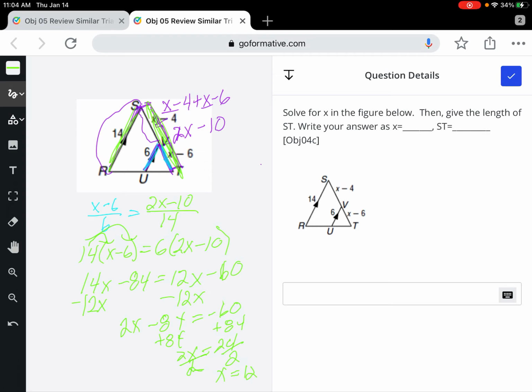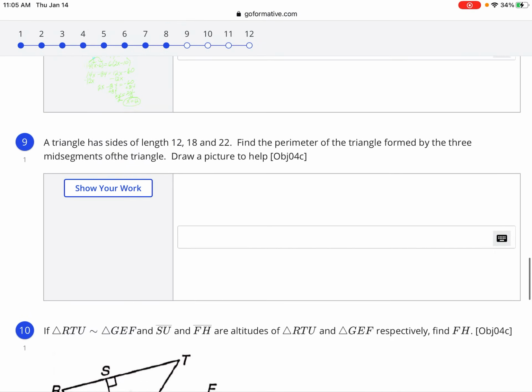And once you know that, you plug it in because you also want to find ST. So you plug that in for X. So that's going to be 2 times 12 minus 10. Okay, which is 24 minus 10, which is equal to 14. So ST is equal to 14. Okay, and that's that one.